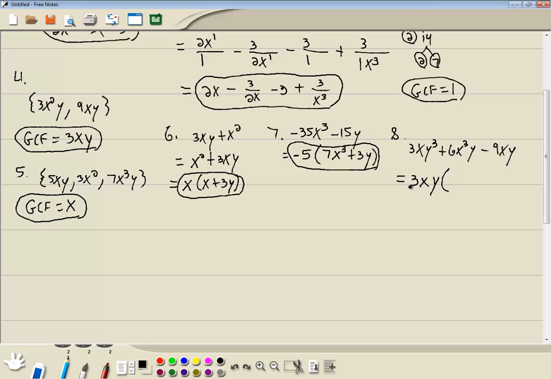Okay, 3 divided by 3 is 1. That x is gone, we took it out. We had 3 y's, we took 1 y out, so that leaves us 2 y's. Plus, 6 divided by 3 is 2. Had 3 x's, we took 1 x away, so that leaves us 2 x's. And now y is gone. Minus, 9 divided by 3 is 3, and that x and that y are both gone. We took them out in front. So we're going to have 3xy times y squared plus 2x squared minus 3. And that's our answer.